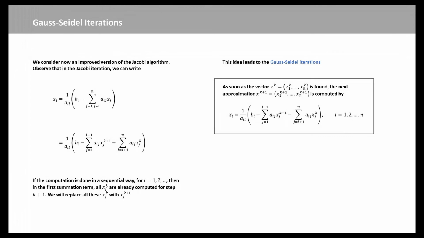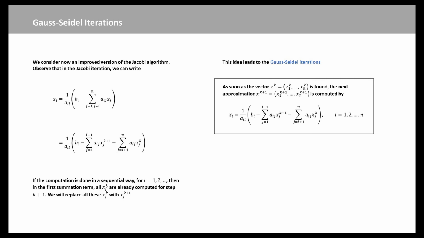We now look at an improvement over Jacobi iteration. Basically, this summation can be broken up into two summations, one of those j less than i, and the other those j bigger than i, and that is exactly what we write down here. So this part is the summation j from 1 to i minus 1.